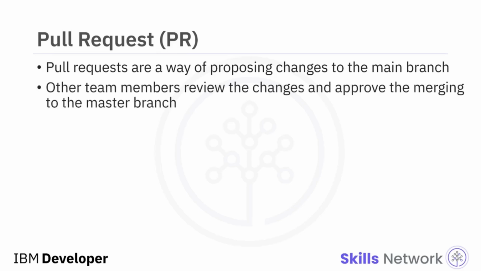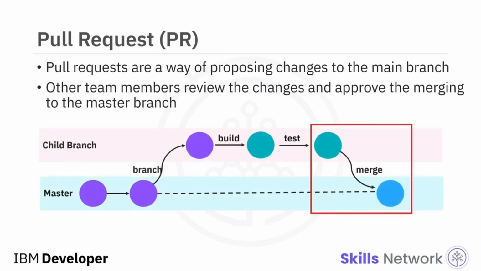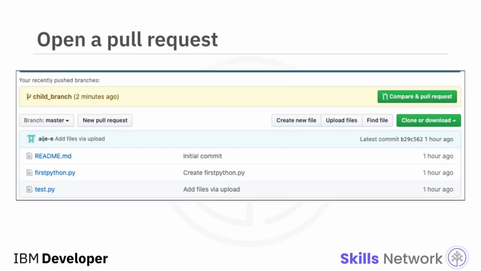Ideally, another team member reviews the changes and approves them to be merged with the master branch. Pull requests are the means of collaboration on GitHub. When you open a pull request, you propose your changes. You can assign team members to review and approve your contribution and merge in the target branch. To open a pull request to see the differences between the branches, click Compare and Pull Request.